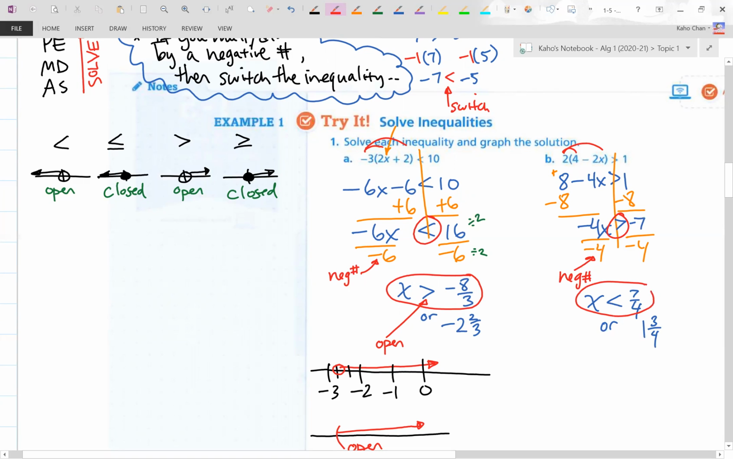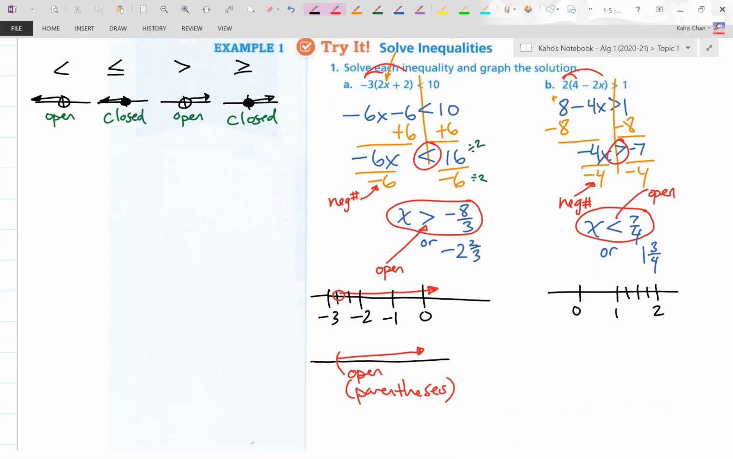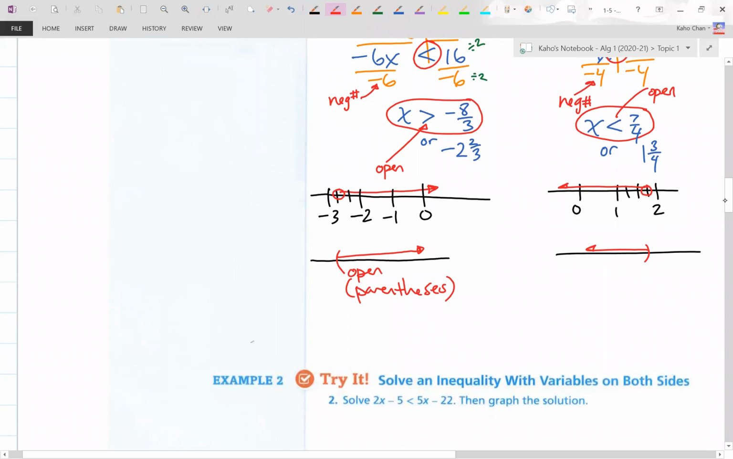Open circle still, interesting. But this time it's going to the left. 1 3/4, okay, 0, 1, and 3/4 is right there. It's an open circle to the left. Okay, parentheses again. This is the same type of answer, but with parentheses. Any questions about examples 1A, 1B? All right. Let's jump to example 2.